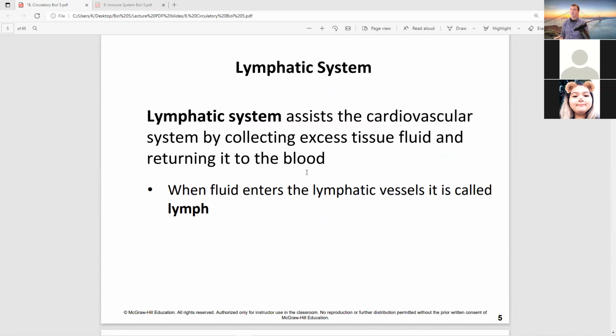And then the lymphatic system assists the cardiovascular system by collecting excess tissue fluid and returning it to the blood. And so when fluid enters the lymphatic vessels, it is called lymph.